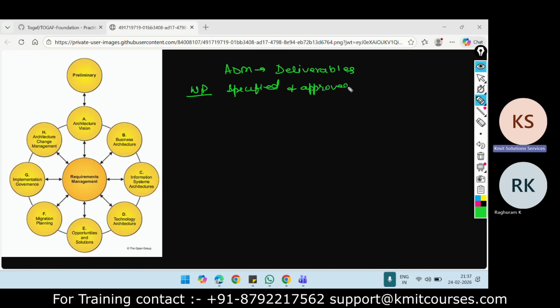In normal usage, when we are saying deliverables, it is what we are expected to deliver, maybe in the form of a document, or some reviewed and approved implementation plan, right? So it could be anything. It could be the output of your project. It can be your reference model. It can be anything, right?